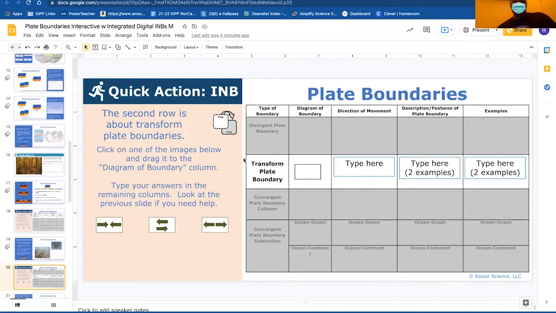All right. So on this one, you're going to do the same as you did on the previous slide. For a transform plate, which one of these shows the direction of plates transform? What's the direction of movement? What type of features, land features or landforms are there? And give two examples. We'll continue.